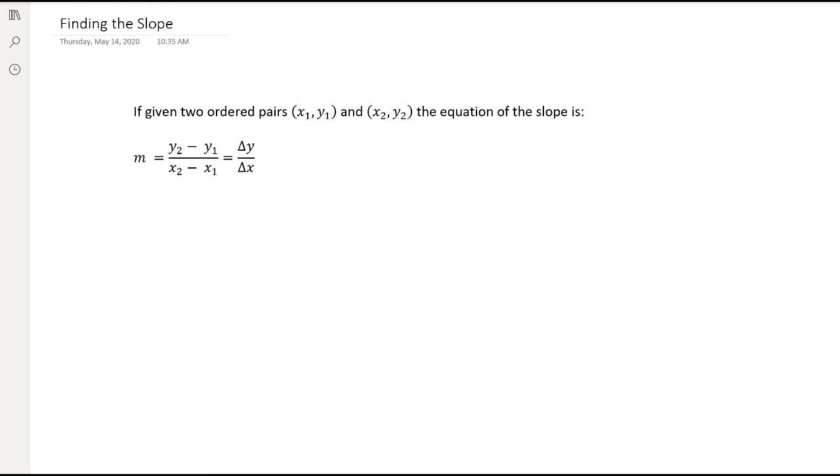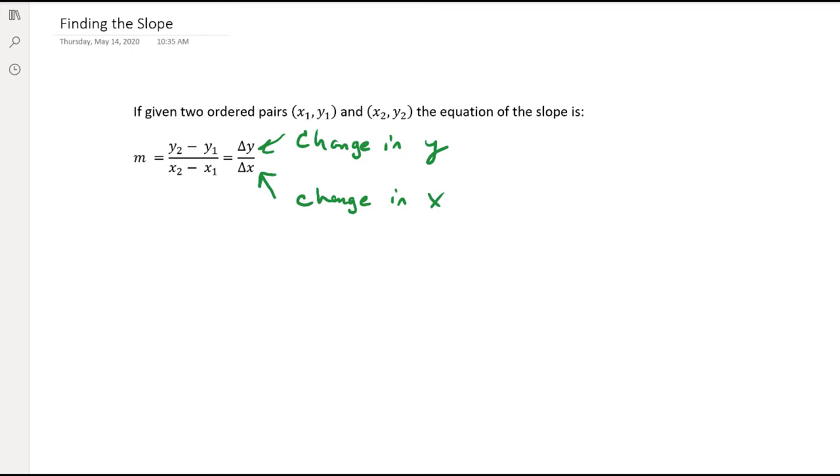In calculus, I want you to get used to this notation. So y2 minus y1, we call that the change in y, and we often use the symbol, that triangle there is called delta y. Okay, so that symbol means the change in y. So what we do is we take the change in y and we divide it by the change in x. So as I said, I want you guys to get used to that notation. But delta x means x2 minus x1. Delta y means y2 minus y1.